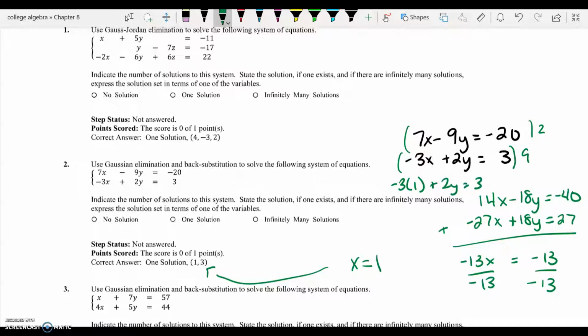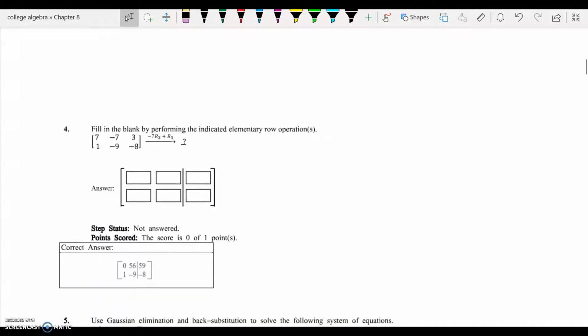Again, the computer's not going to know which way you use. I'm okay if you guys do this as long as you know how to solve it. So you know it's one solution, (1, 3). And you can do that for all of these. So if it says use Gaussian elimination, you can just use the regular one.